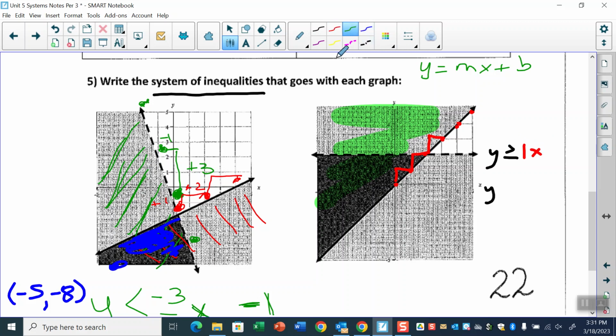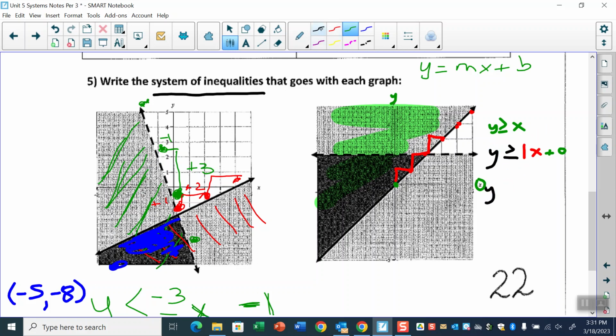Okay, and then if I'm doing the y-intercept, I look right here. Here's where it crosses the y-axis, and it's actually right at the origin, because here's the x-axis right here. And so this would be the origin, so it would be plus 0, right? Or just y is greater than or equal to x, right? Because if it's a slope of 1, I don't need the 1, and if it's plus 0, I don't need that. Okay, so that's one of my equations.